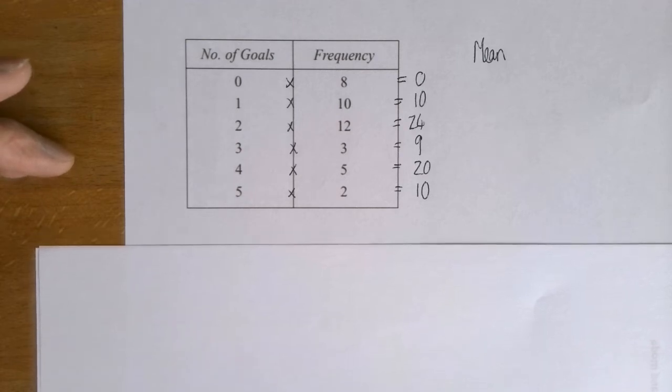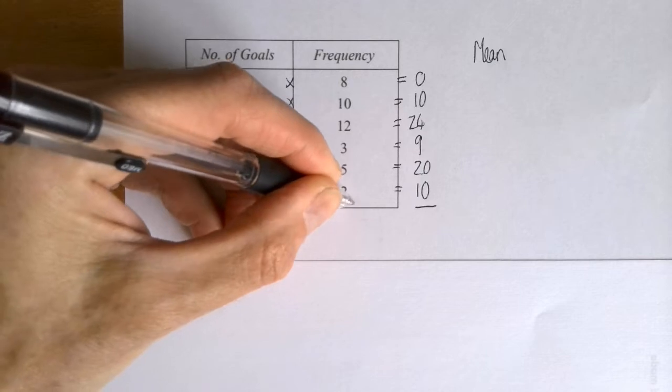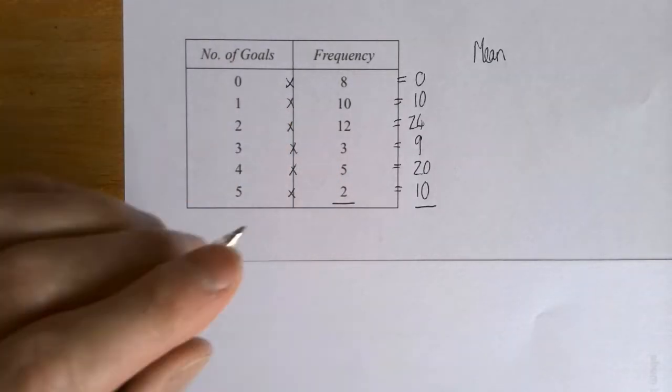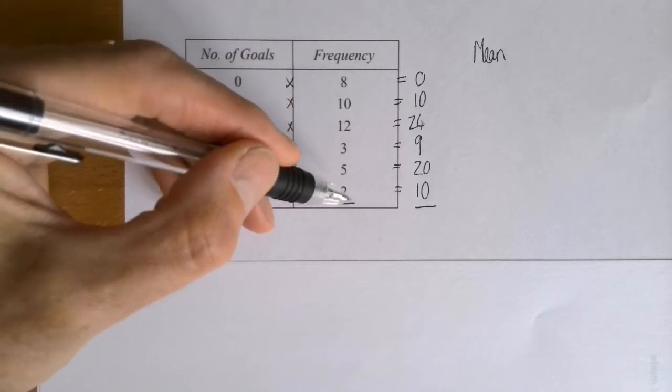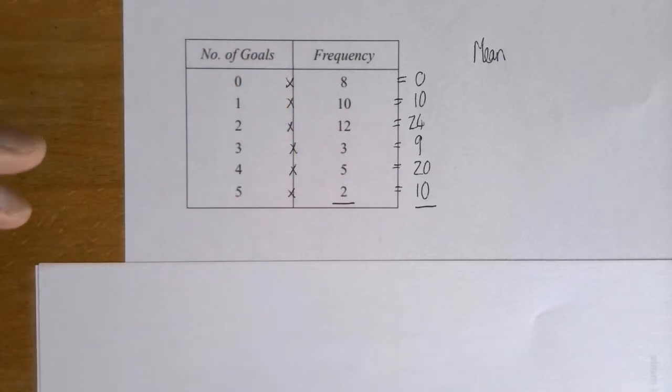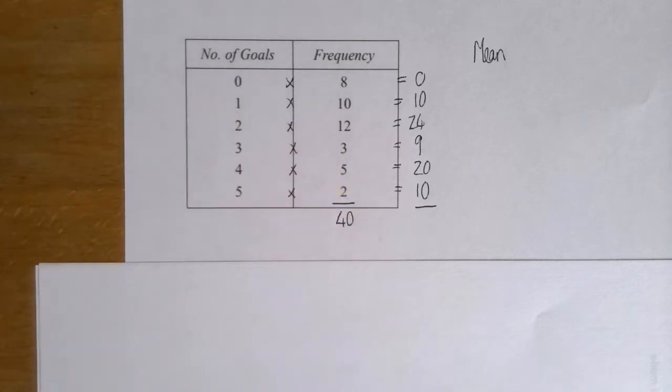Okay, and do you remember then we worked out 2 totals? We said, right, okay, firstly, how many, in this case it's football matches, how many football matches have we got in our survey? And we get that by adding up the frequency. So that's 8 plus 10 plus 12 plus 3 plus 5 plus 2. So that's 40 games.